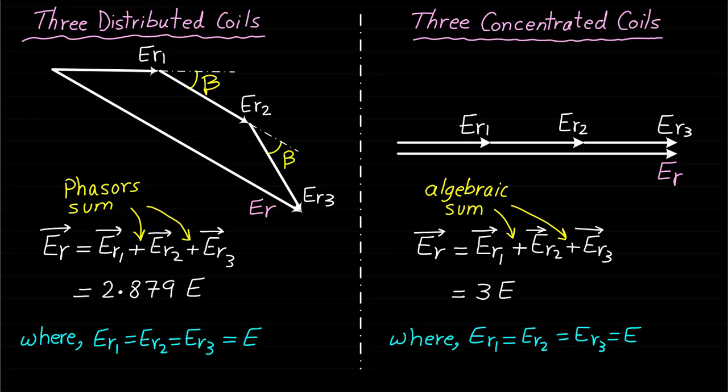We can understand from this discussion and comparison that the three distributed coils in the three slots that are shifted by slot angle beta will induce three voltages that are shifted by the angle beta. Also, the phasor sum of these three phasors of the distributed coils is less than the algebraic sum of the phasors of the concentrated coils.